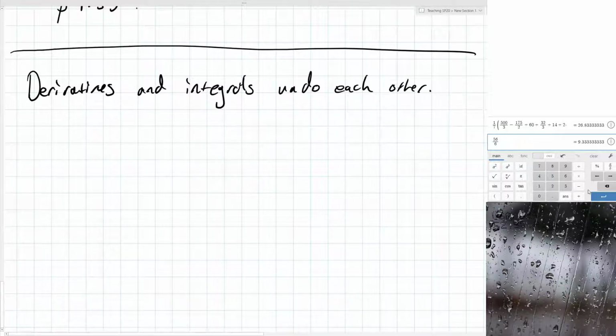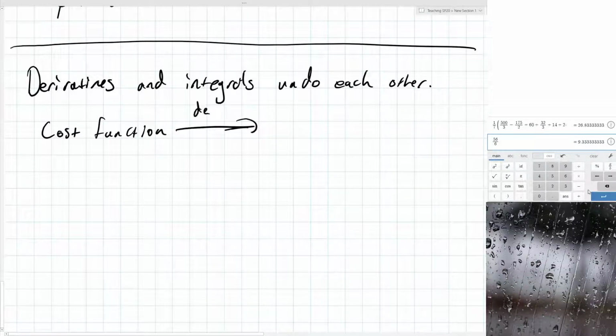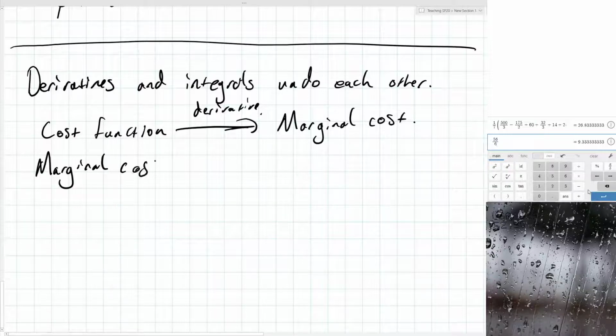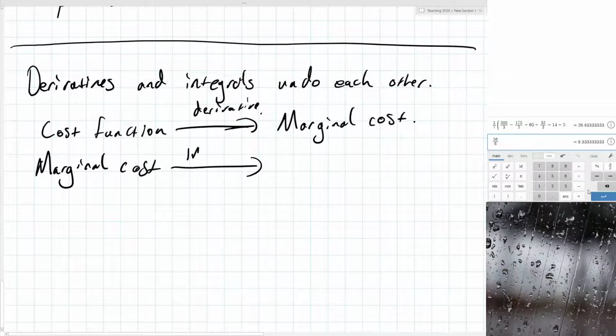So for instance, if you have a cost function and then you take its derivative, we should remember from this class earlier that the derivative of a cost function gives us a marginal cost function. If we take a marginal cost function and we take an integral of it, we get a cost function.